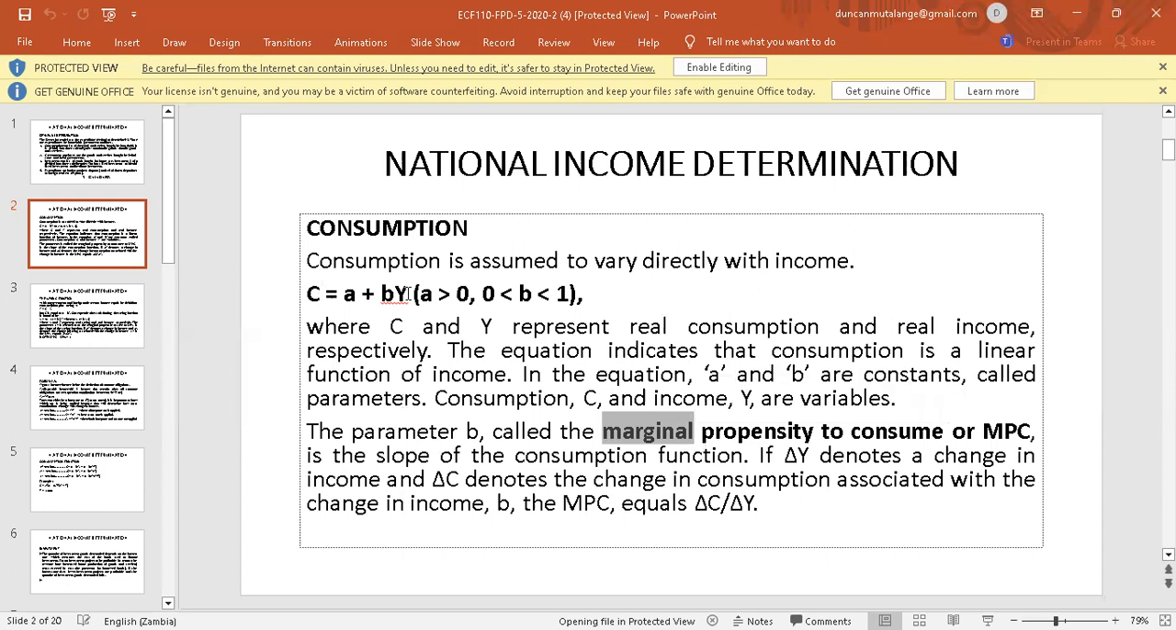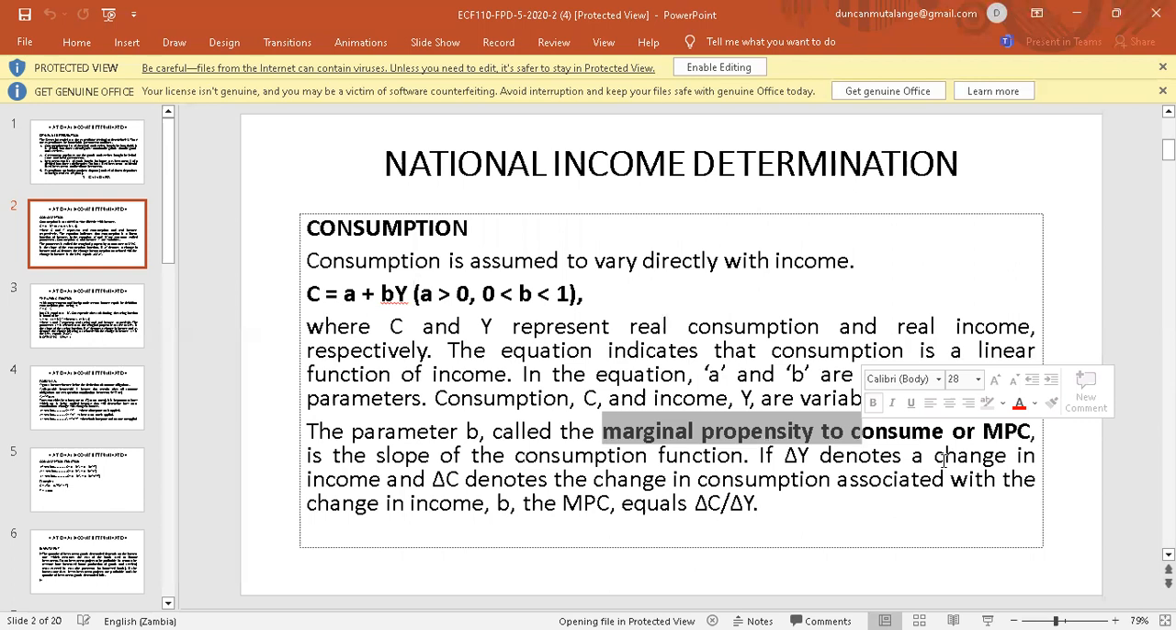C is equal to BY. So when you're calculating the gradient, you're calculating the MPC. Hope that is okay. So now, how do you calculate the gradient of any line? It is M, which is the MPC, the gradient. M, the gradient, is equal to what? Change in Y over change in X, isn't it?